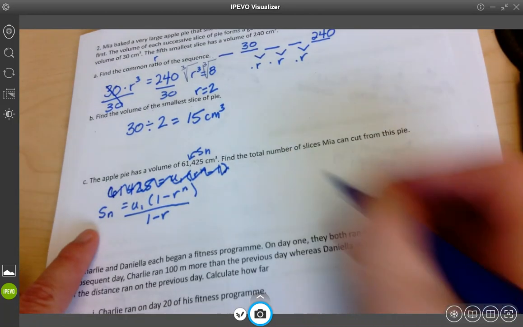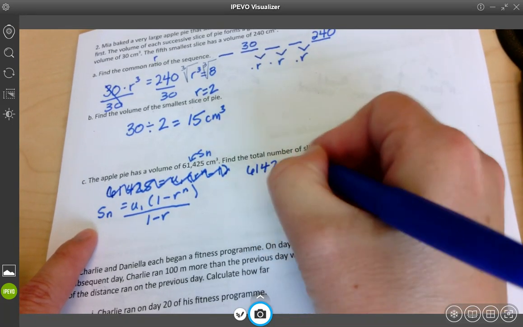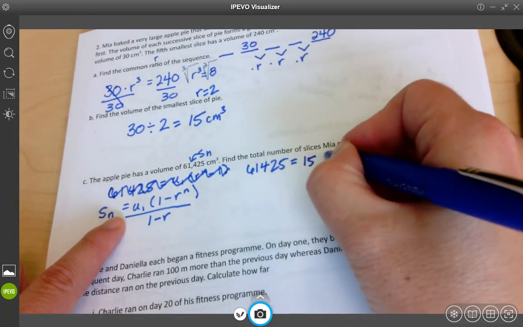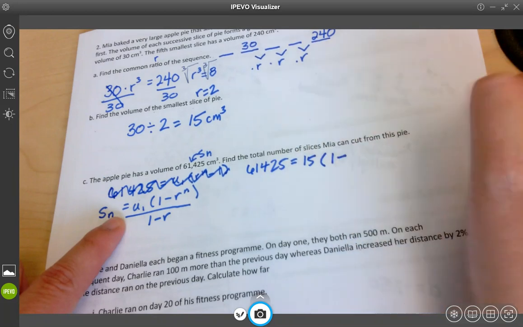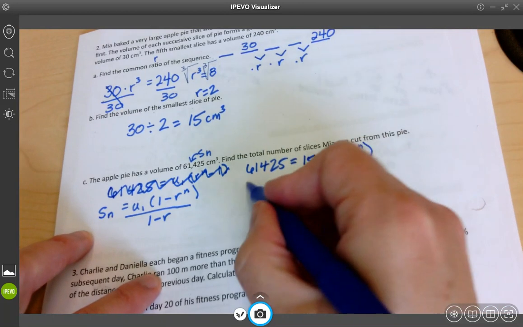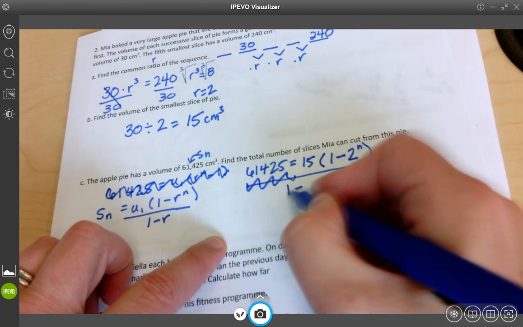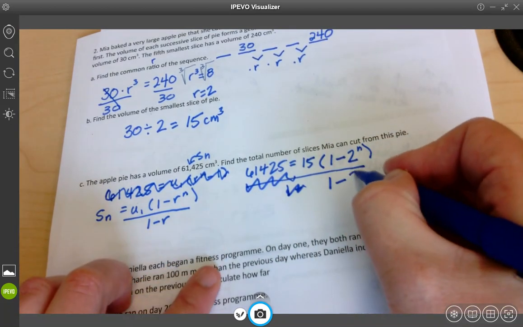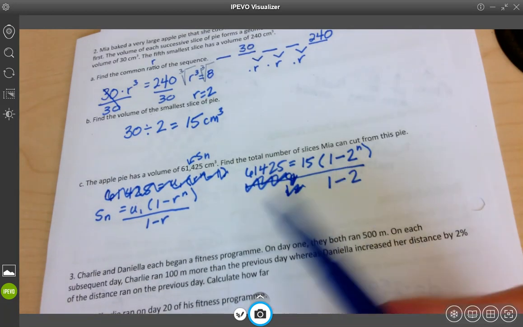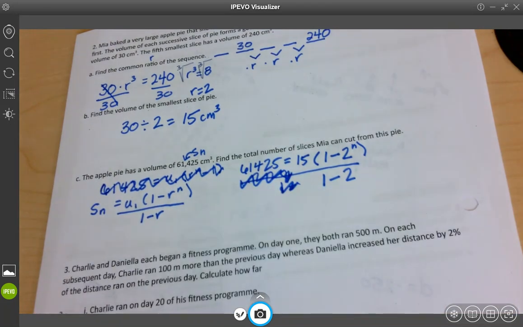All right, so we said that the sum is 61425. The first term we just found is 15. 1 minus r, where we figured out r was 2, but we don't know n. All I did was substitute values into the formula. Does anyone have a question about where I got those numbers from?